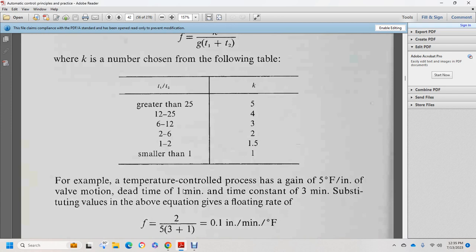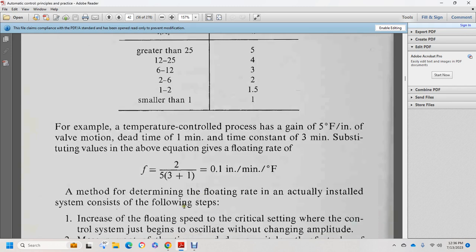Alright, so we have the greater rate time: 25, 12 to 25, 6 to 12, 2 to 6, 1 to 2, and smaller than 1. For example, the temperature control of a process has a gain of 5 degrees Fahrenheit per inch of valve motion, dead time of 1 minute, and time constant of 3 minutes. Substituting the values into the above equation for the floating rate, you have the floating rate equal to 2 over 5 times 3 plus 1, or 0.1 inches per minute per degree Fahrenheit.